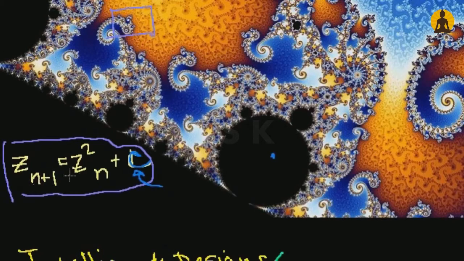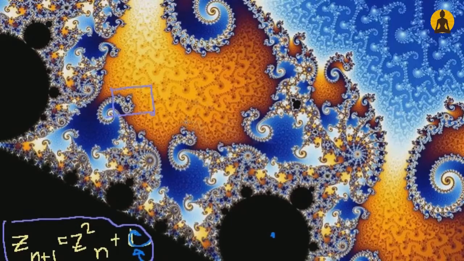So it turns out that some numbers don't go to infinity, and those numbers are in black. They're considered part of the Mandelbrot set. And then the numbers that do go to infinity, as you iterate on this formula, you color based on how fast it goes to infinity. And it creates this infinitely beautiful and complex pattern.